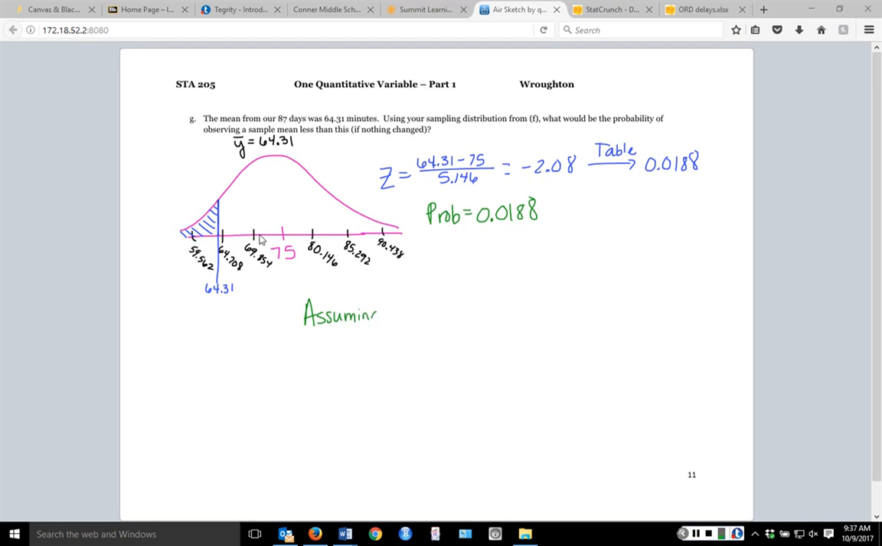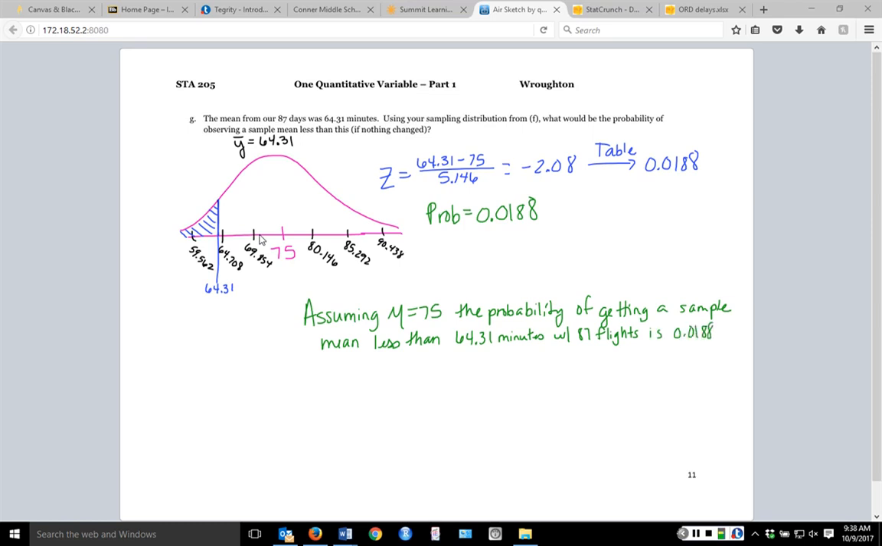So assuming that mu is 75, and if you prefer to write that in words, write that the average delay length is 75 minutes, then the probability of getting a sample mean less than 64.31 minutes with 87 flights is 0.0188, or again, if you prefer percentages, 1.88%.